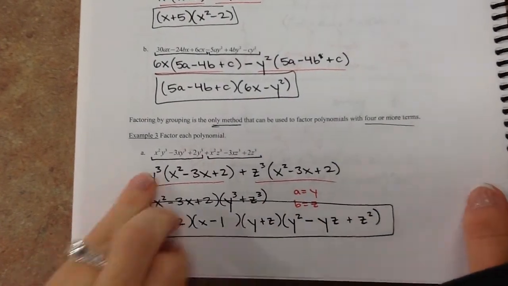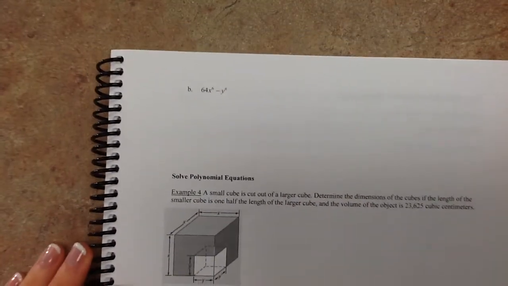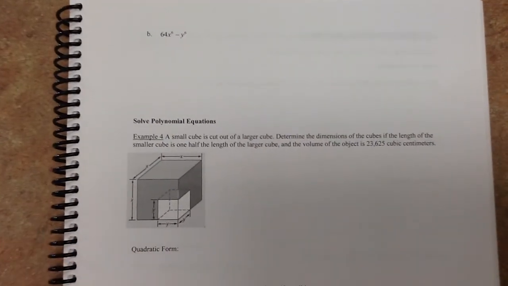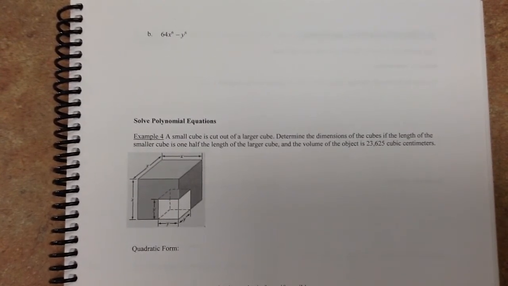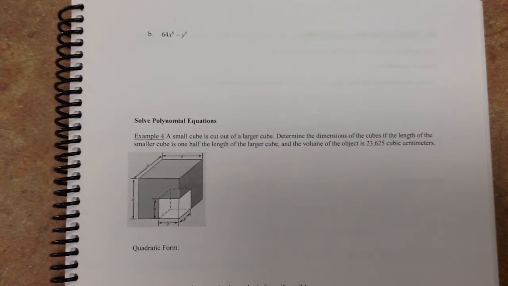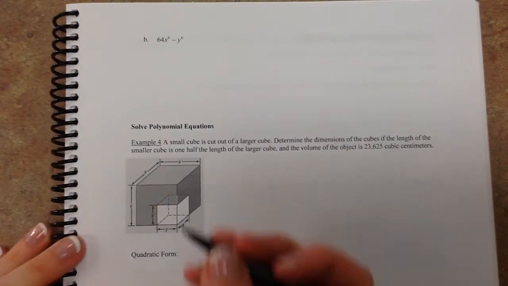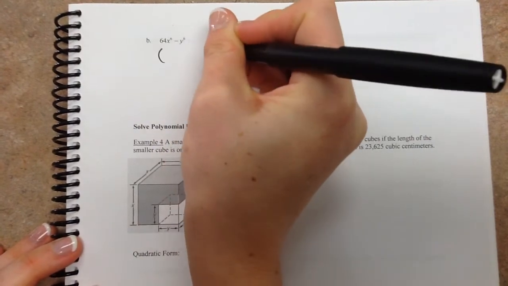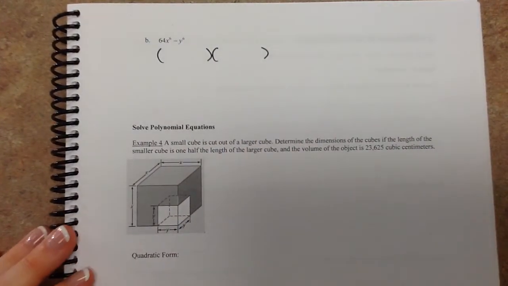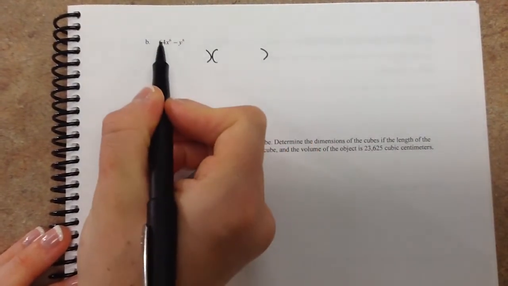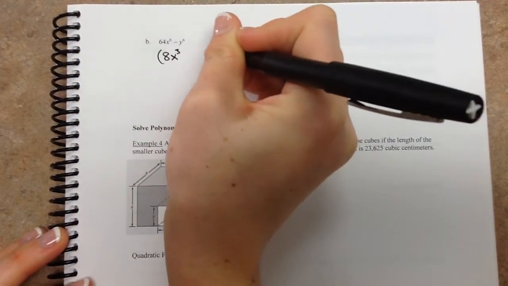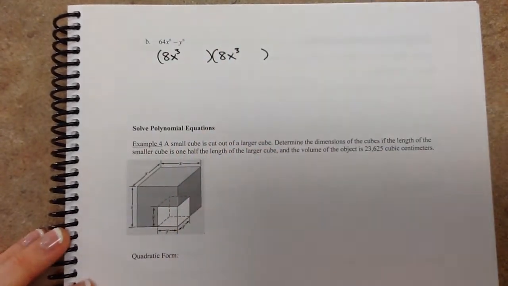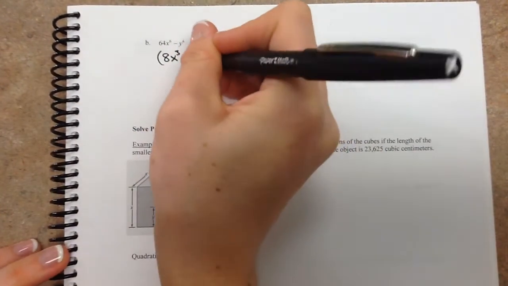We've got one more similar problem here. This one, 64x to the 6th minus y to the 6th. I can either treat this as the difference of squares first or the difference of cubes. We're more familiar with the difference of squares, so let's start there. We could do either one though, like I said. So here and here to give me 64x to the 6th, that would be 8x cubed, 8x cubed. And then to get y to the 6th, we'd have a y cubed.